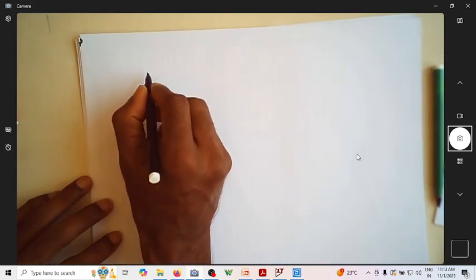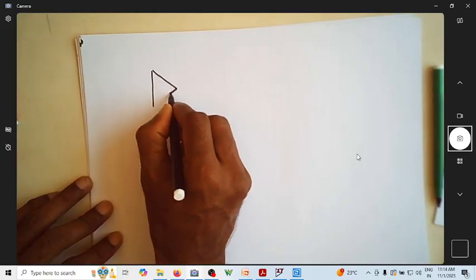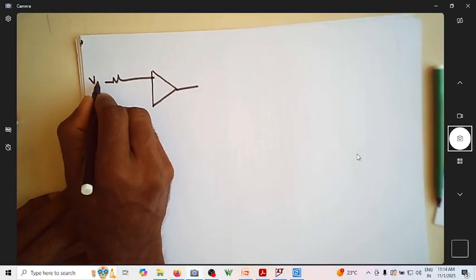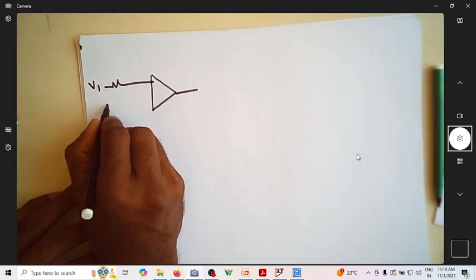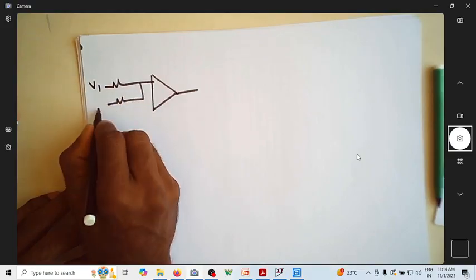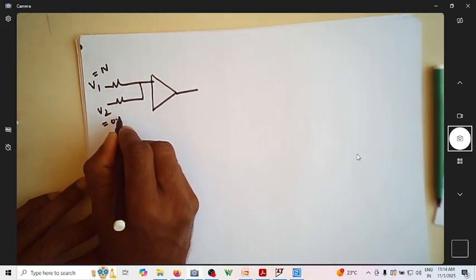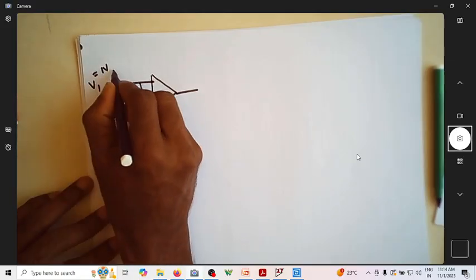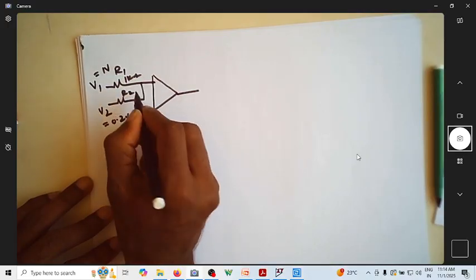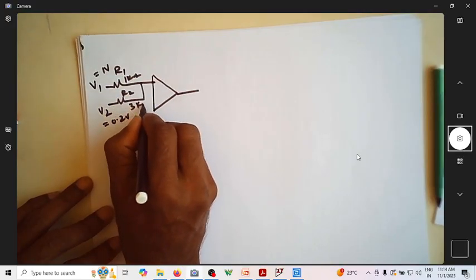So it is also possible to have something like this. Suppose you have, instead of only one input, assume that this is V1 and this is V2. Assume that V1 is 1 volt and V2 is 0.2 volt. Let us assume R1 is equal to 1 kilo ohm. Let us assume R2 is equal to some 3 kilo ohm.